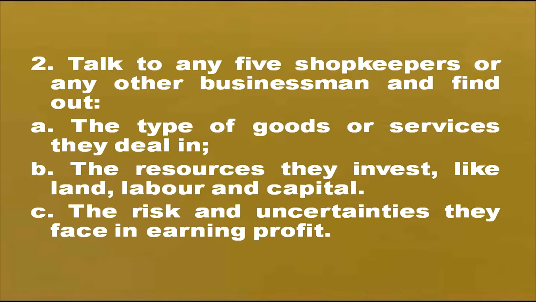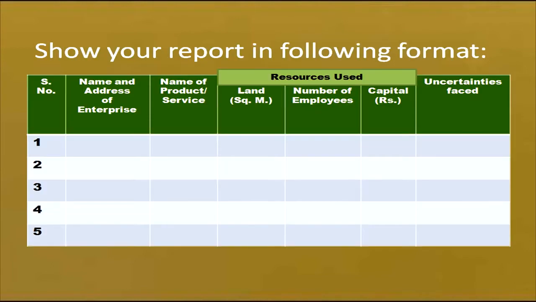Another report. Talk to any 5 shopkeepers or any other businessman and find out the type of goods or services they deal in, the resources they invest like land, labor, and capital, risk and uncertainties they face in earning profit. Show your report in this format, that is serial number, name of the enterprise that you have visited, name of the product or service that they are engaged, and how much land is required or used by that particular organization. And number of employees, then capital and uncertainties they have faced.